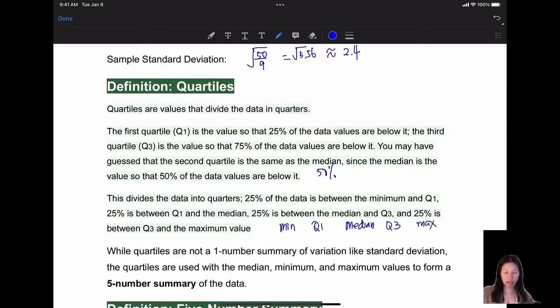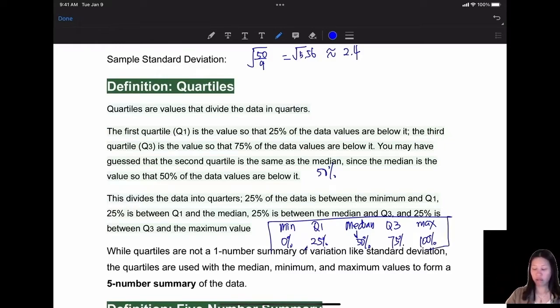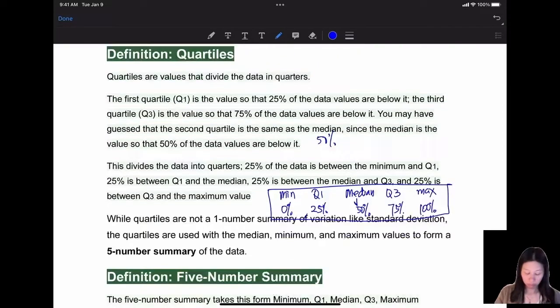So you think about how this data is divided. 50% of data is below the median, right? And then the first quartile would be 25%, and the third quartile will be 75% of the data. And then the minimum would be what? Since it's the minimum, 0% of the data is below it. For the maximum, how do you define the maximum? It would be 100% of the data below that number. So this is also called the five number summary.